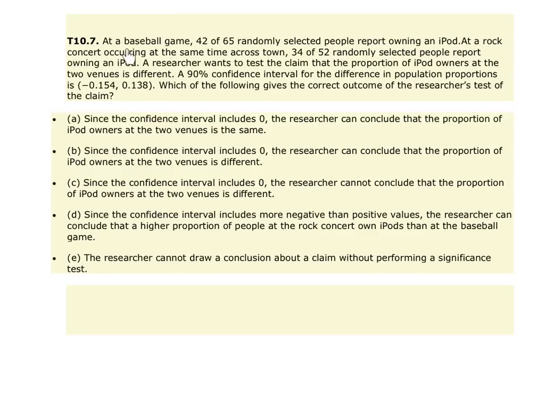Question 7. At a baseball game, 42 of 65 randomly selected people report owning an iPod. At a rock concert occurring at the same time across town, 34 of 52 randomly selected people report owning an iPod. A researcher wants to test the claim that the proportion of iPod owners at the two venues is different. A 90% confidence interval for the difference in population proportions is computed to be this. Which of the following gives the correct outcome of the researcher's test of the claim?